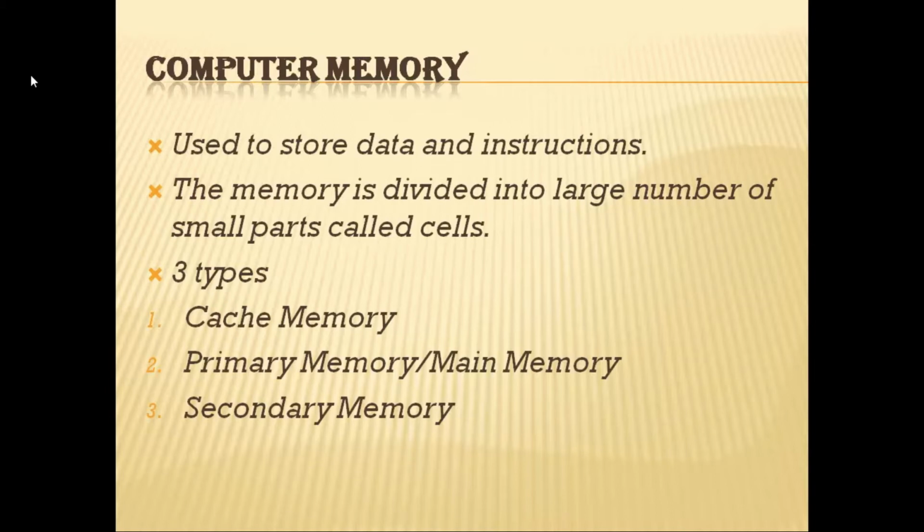-1. And we have mainly three types of memories available in the computer: cache memory, primary memory or main memory, and the secondary memory. So let's see each of these memories in detail. First of all, cache memory.